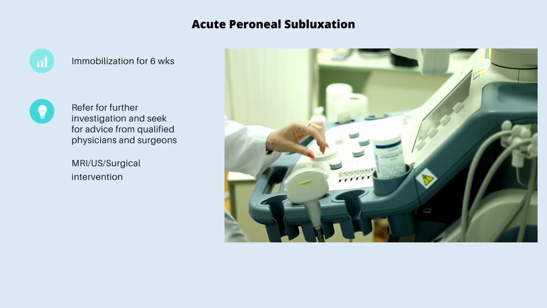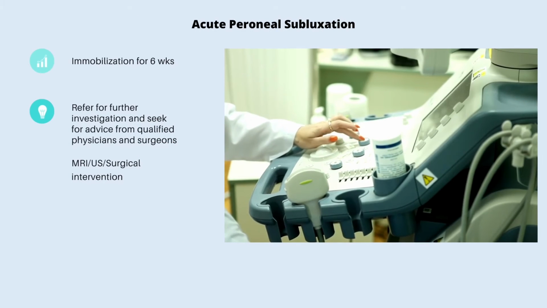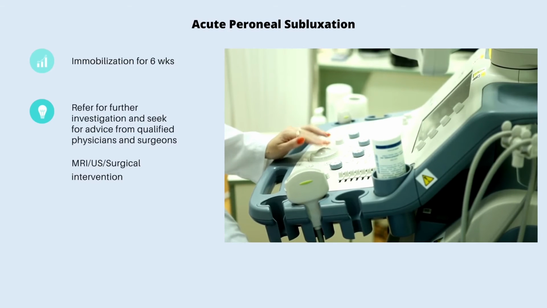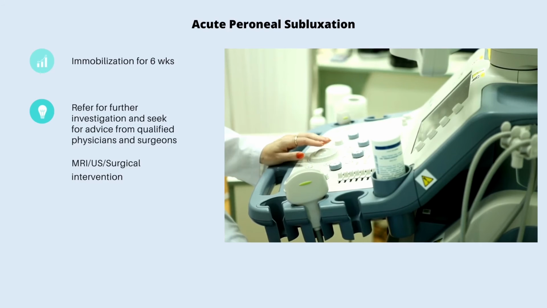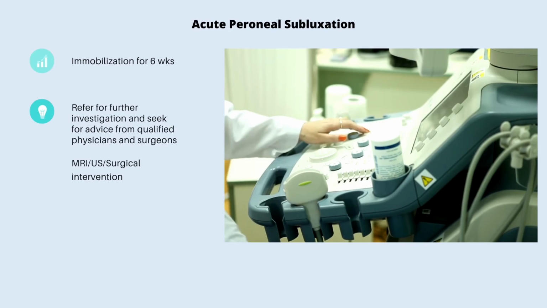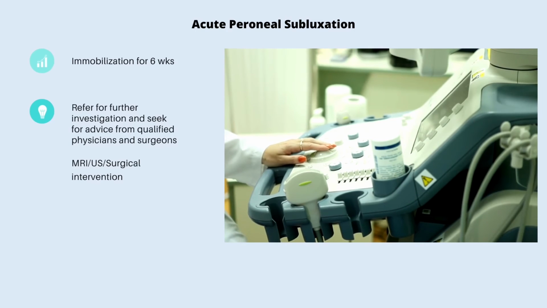Some of the management strategies for acute peroneal subluxation may include immobilization for 6 weeks. It is also important at this stage to refer out to a primary care physician or qualified specialist for further diagnostics. MRI or diagnostic ultrasound at this stage can be helpful to identify the presence and severity of any damage to the tendon. If needed, some surgical management examples include direct tendon repair, retromalleolar groove deepening, and also tendon rerouting.